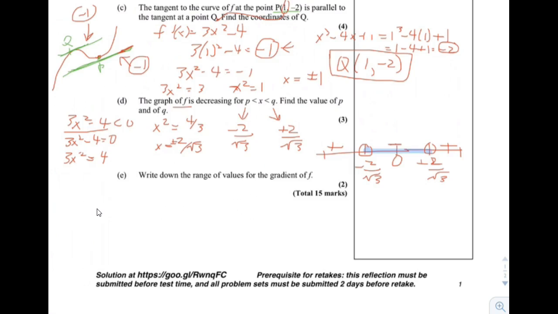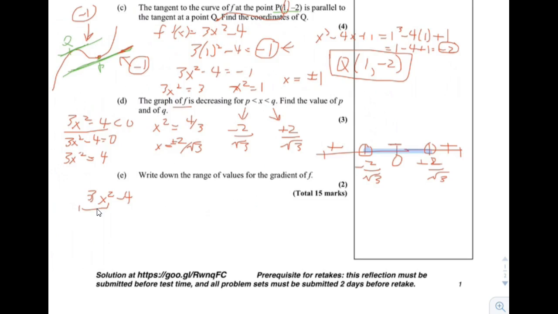Write down the range of values for the gradient of f. Okay, so if we look at 3x squared minus 4, what is the smallest value that can be attained? Well, no matter if you put a huge negative number in here or a big positive number, this part here is never going to be smaller than 0, right? The lowest value you can make it is 0.